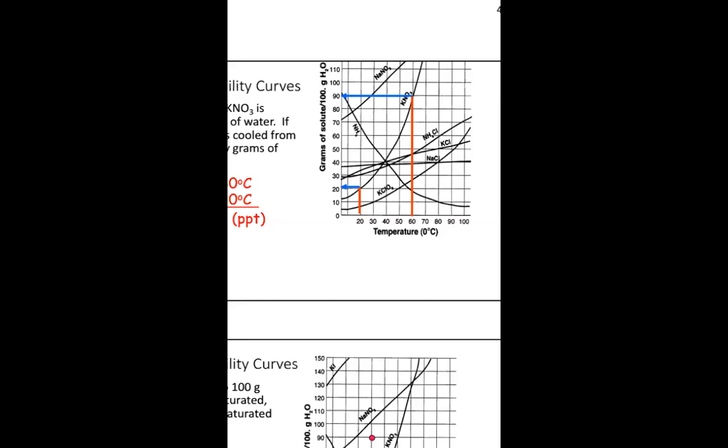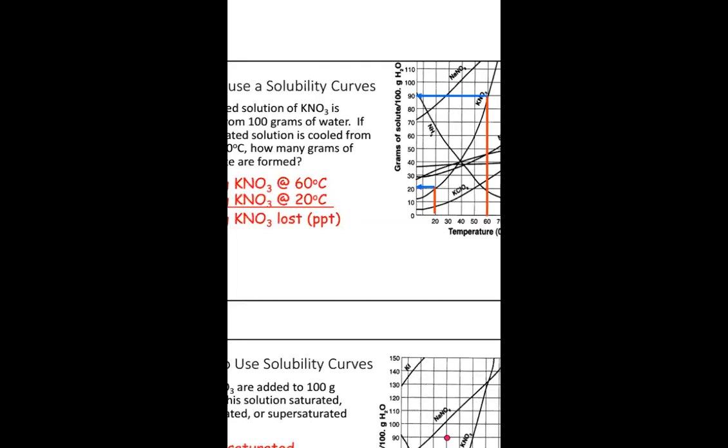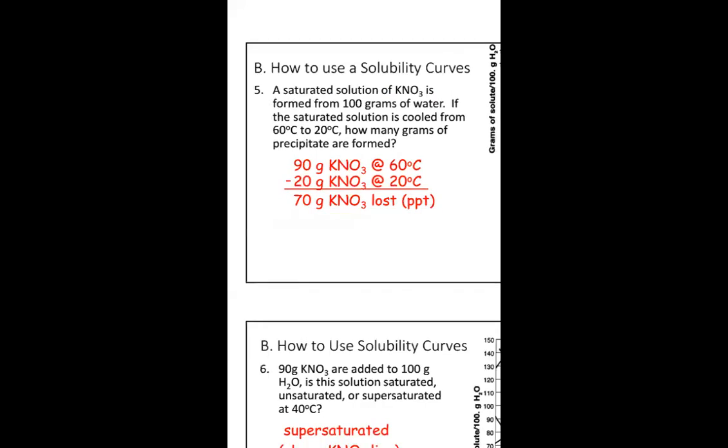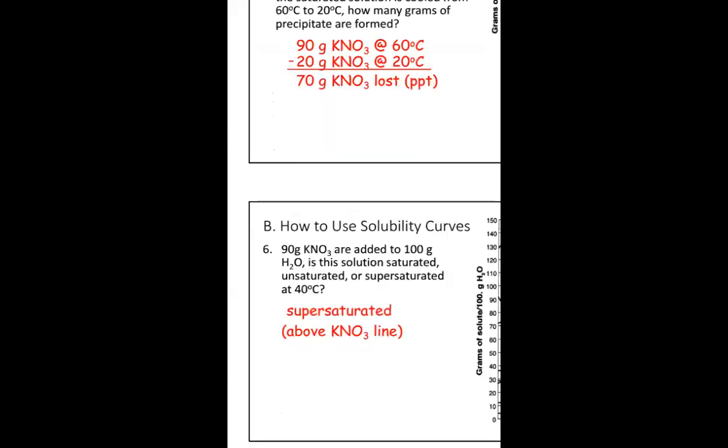You just do a subtraction of the mass. So it's going to be 90 grams minus 20 grams, which gives you 70 grams. That's exactly what is done here. You can see 90 grams of KNO3 at 60 degrees Celsius minus 20 grams of KNO3 at 20 degrees Celsius, and that gives you 70 grams KNO3 lost. So that's the precipitate.